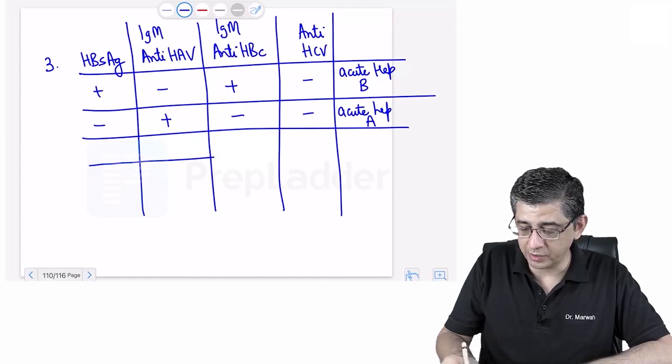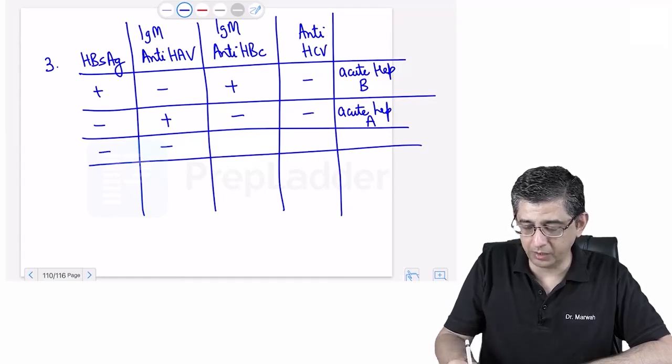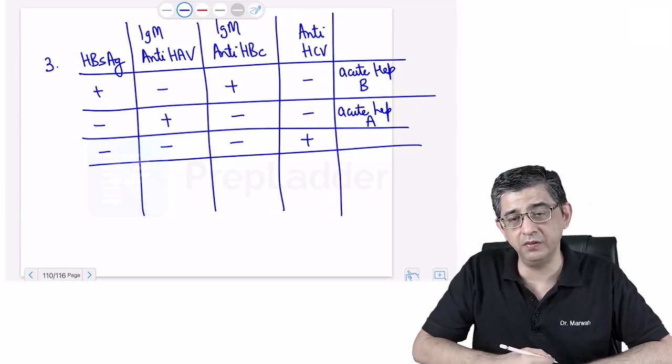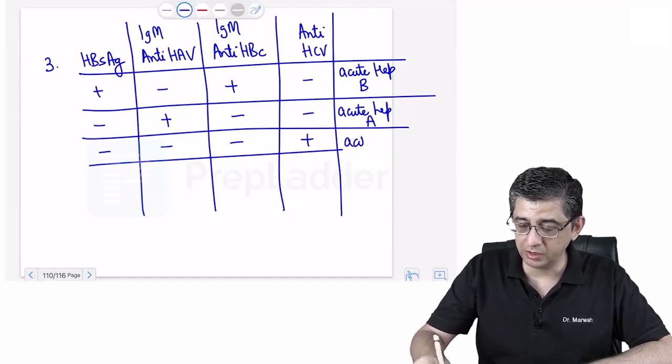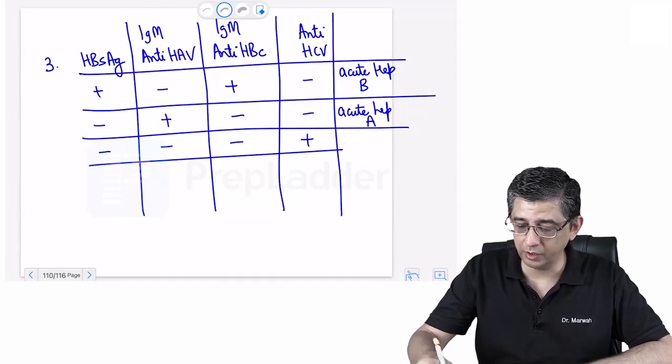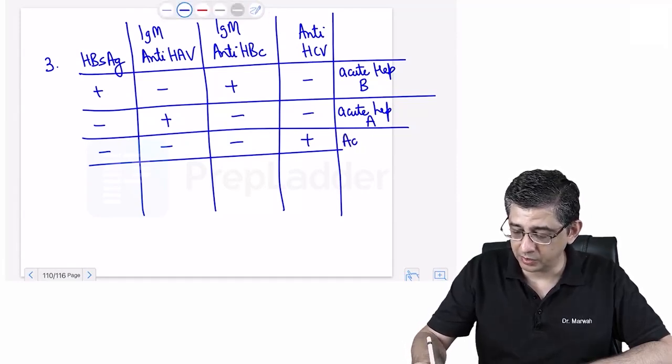Now let's look at the next possibility. In the patient, all the markers are negative except for anti-HCV. This is again a very unlikely possibility, considering that hepatitis C mainly is chronic, but because this is an academic discussion, I'm just taking the liberty of mentioning that this person could be having acute hepatitis C as well.